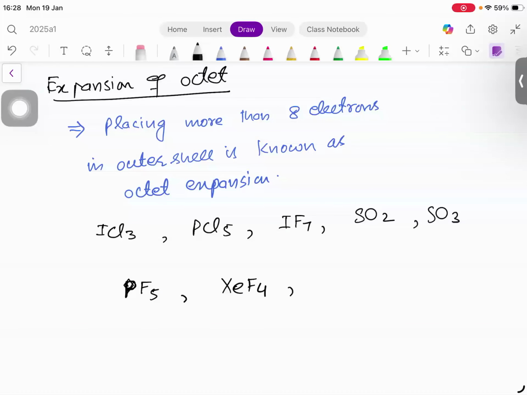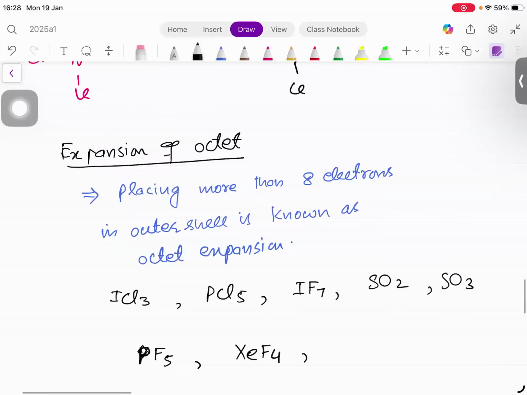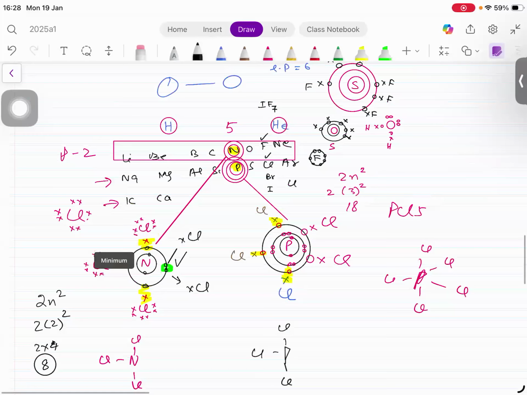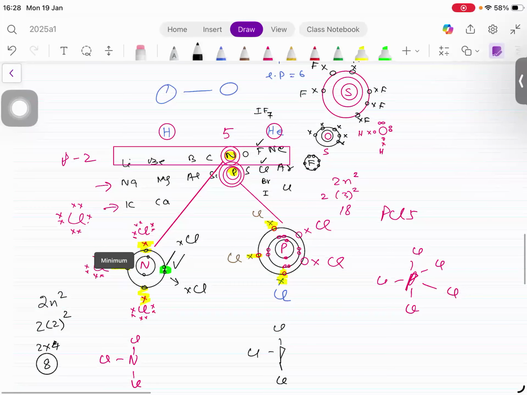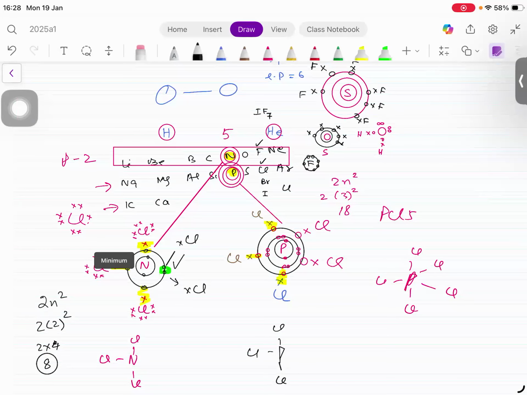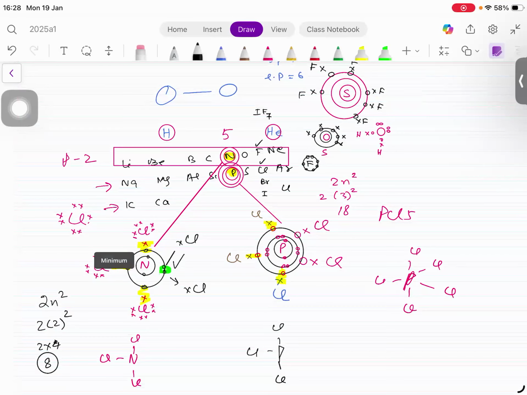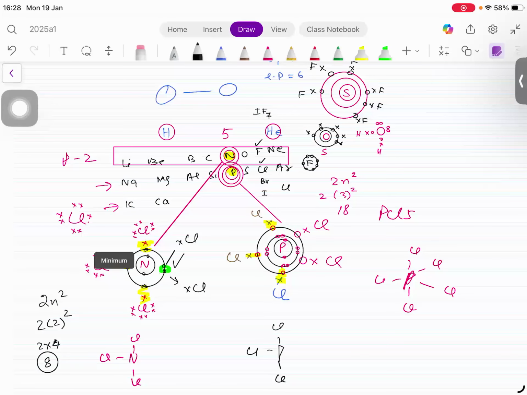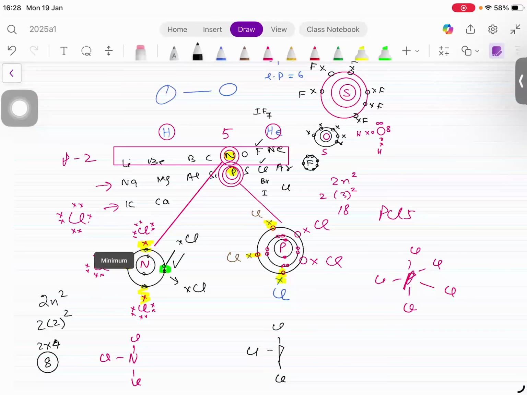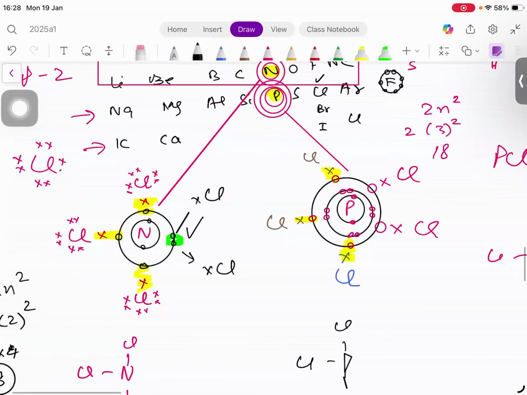We are going to continue with this tomorrow, right? So I hope it's clear what the expansion of octet is and which atoms in the periodic table cannot expand their octets. So that was all about the covalent bond, simple molecular structure, and how their dot and cross diagrams are justified, even using the octet expansion. Thank you very much.